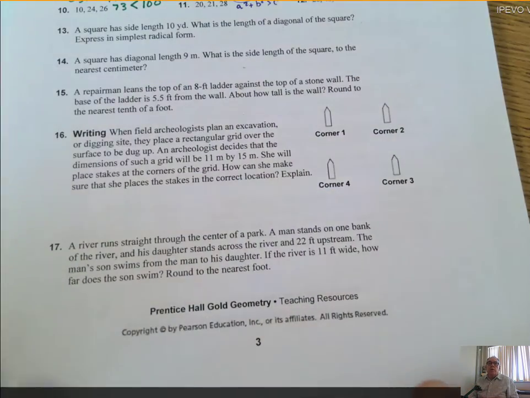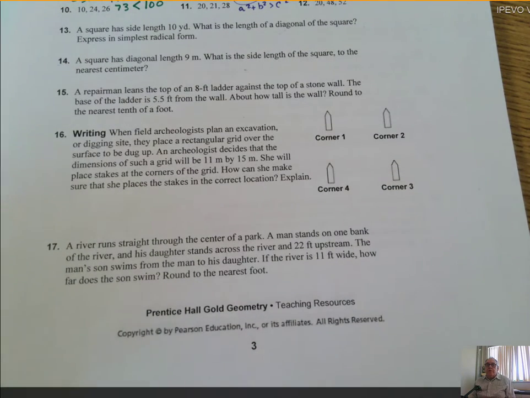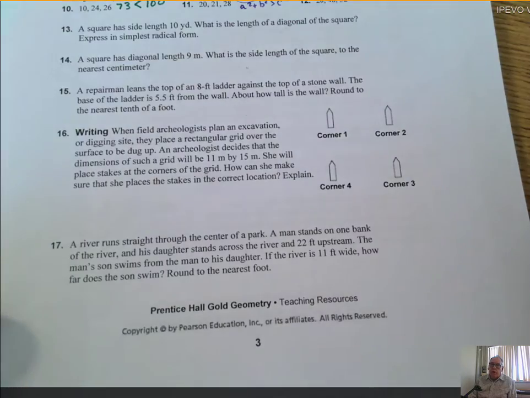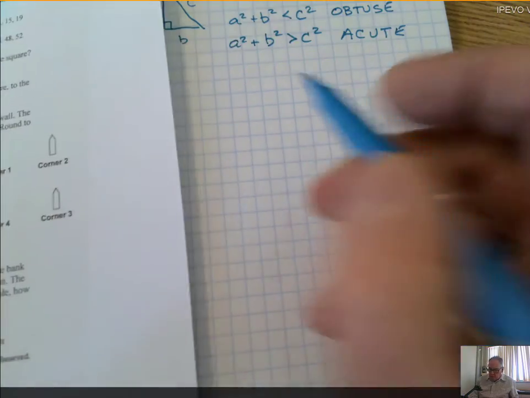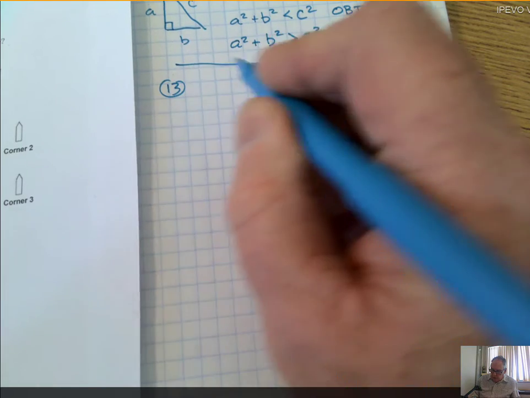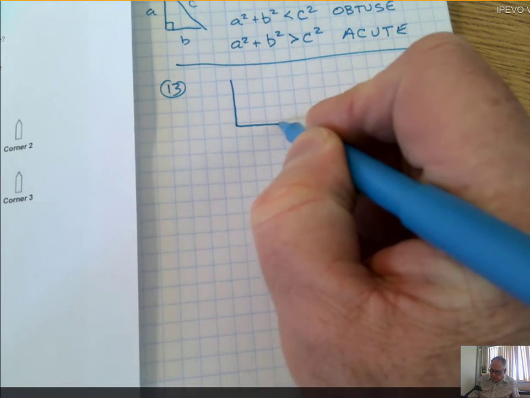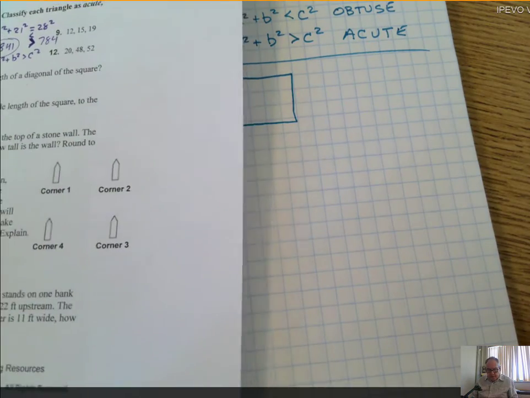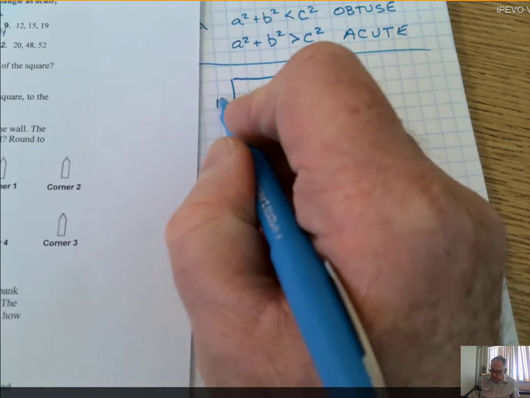A square has side length 10 yards. What is the length of a diagonal of the square expressed in simplest radical form? What we always want to do on these word problems is draw a diagram to represent the information. So for number 13, they're telling us that we have a square. It doesn't have to be to scale. And each side length is 10 yards.